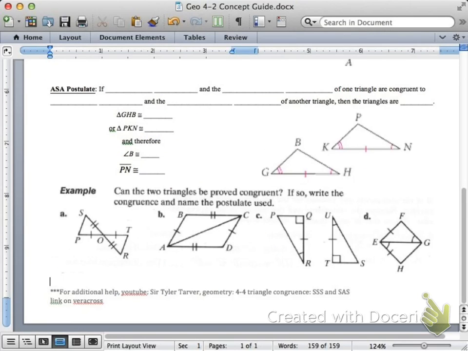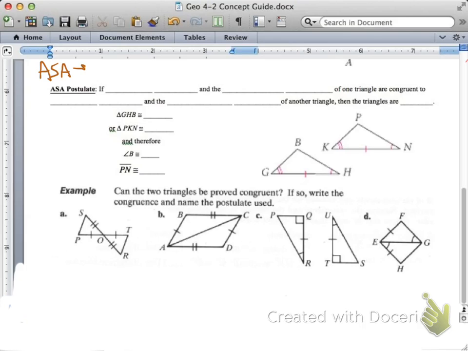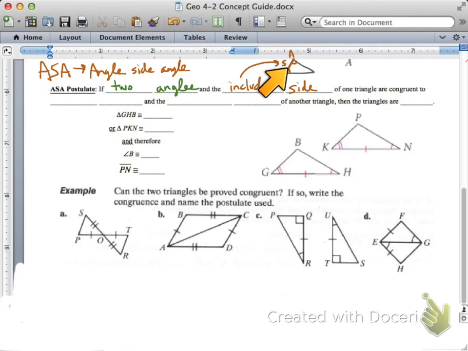All right, one more that we're going to cover here, the ASA postulate, which, could you guess what that stands for? Very good. It is called the angle side angle postulate. If 2 angles and the included side, just like we talked about, the included angle is the angle in between, the included side is the side that is in between the 2 angles. So angle, included side, angle. If that's true for one triangle, if they are congruent to 2 angles and the included side of another triangle, then the triangles are congruent.